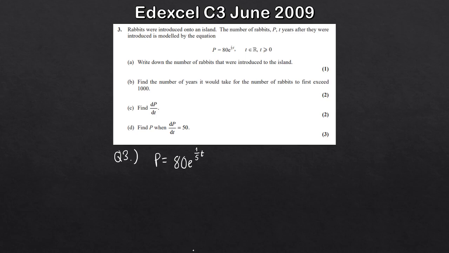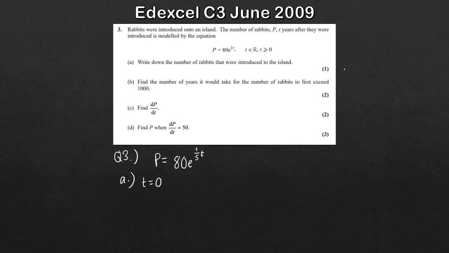So the first question, part A, asks us to write down the number of rabbits that are introduced to the island. We can tell by the beginning of the question that it's t years after they're introduced. But if they're introduced, that would mean it's 0 years. It's when they first get there, right? So for part A, what we know here is that t is equal to 0.